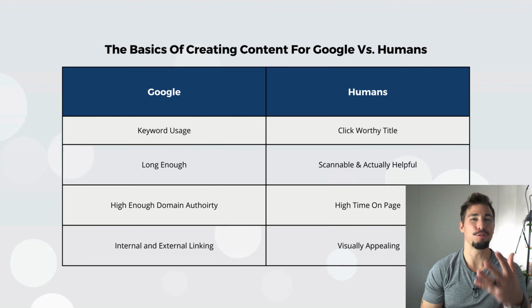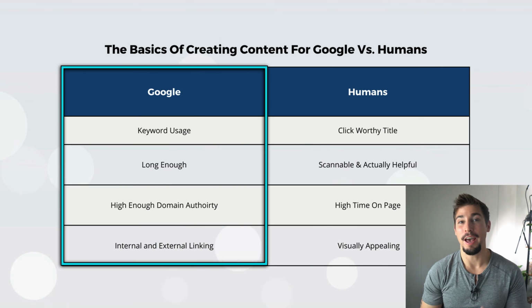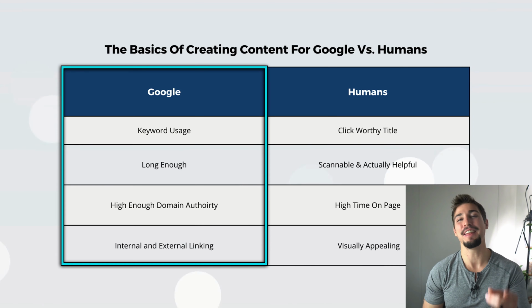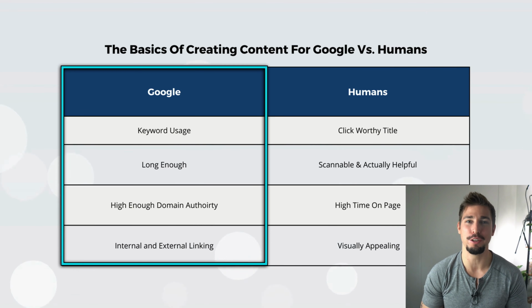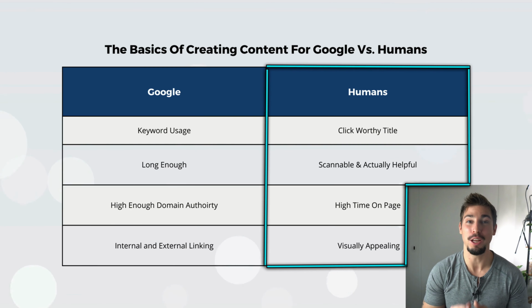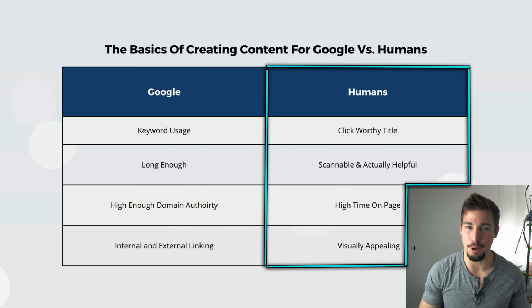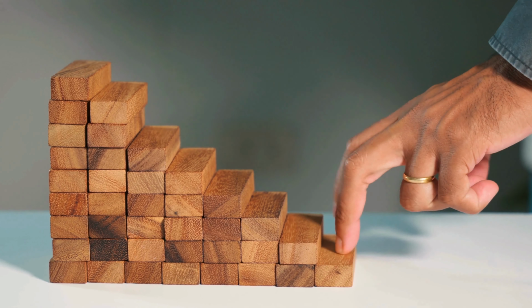To sum it up, for search engines, you need to create a web page that is long enough, has the right keywords in it, and that you have a high enough domain authority to rank for. And then for humans, you want to have a clickable title and a web page that is very helpful and causes them to stay on that page to get as much value as possible. So the rest of this course is about how to actually do this stuff. And I'm going to show you how step by step.